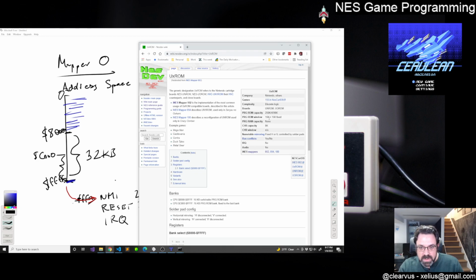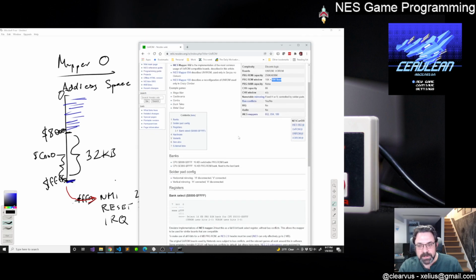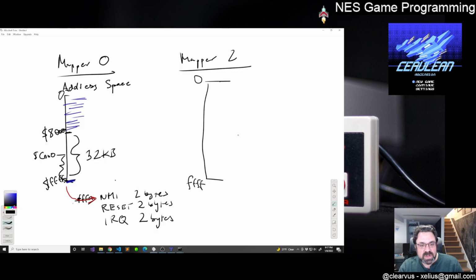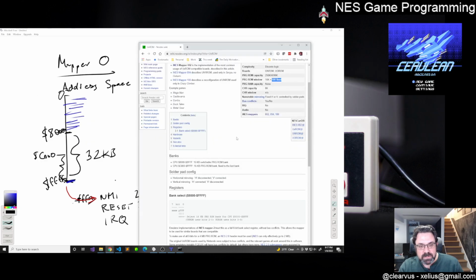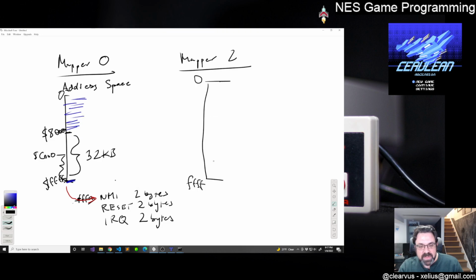But the window, there's 2 parts to it. There's a 16K window and a 16K fixed window. And what that means is that there is a range of memory in the address space that is always fixed to one position in the program, and that doesn't ever change. You can't change it. And that begins, in the case of mapper 2, at C000. So this is your fixed bank. And it's 16K.